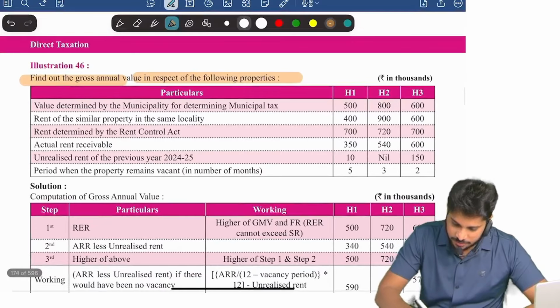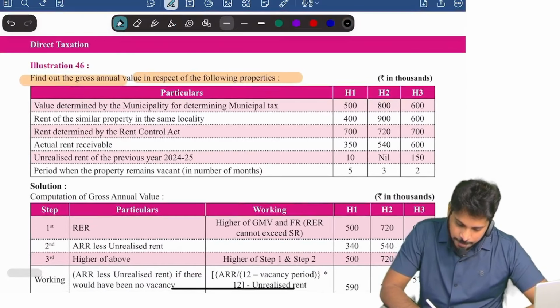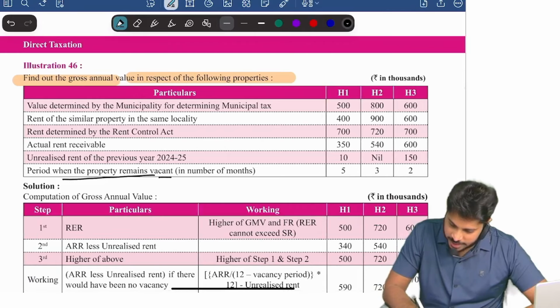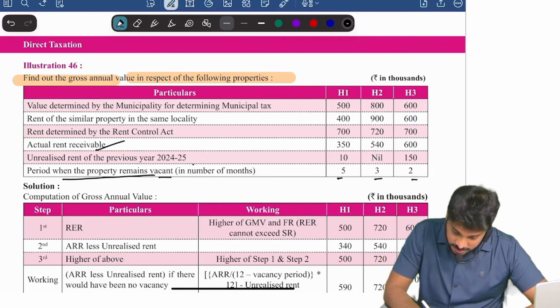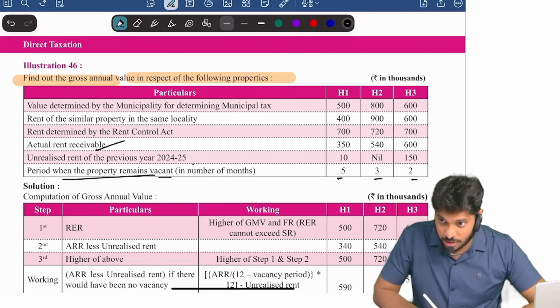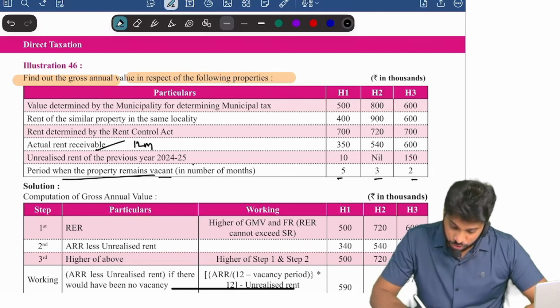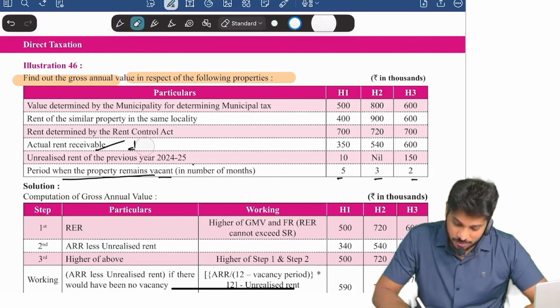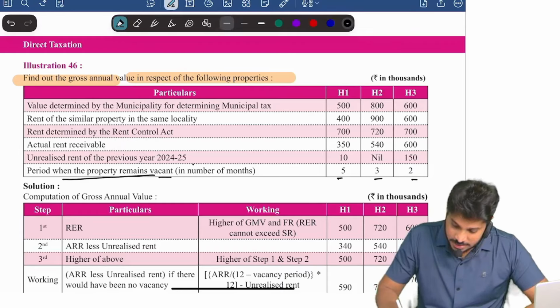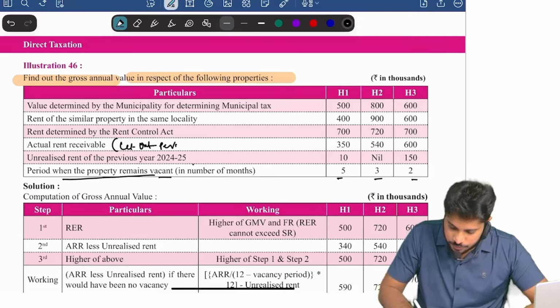3 properties they have given. Now first, period when the property remains vacant: 5 months, 3 months, 2 months. Unrealized rent they gave. Actual receivable they gave. Receivable means what? Receivable was not for 12 months. Receivable is for let out period. Receivable is always for let out period.